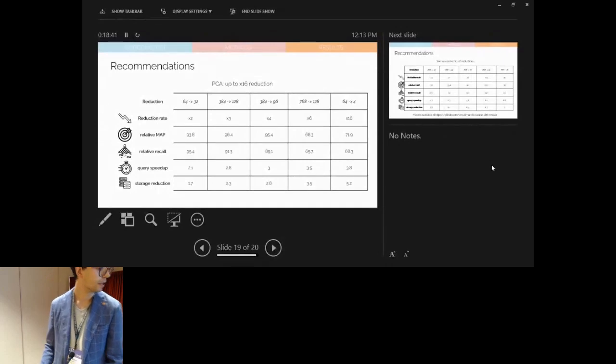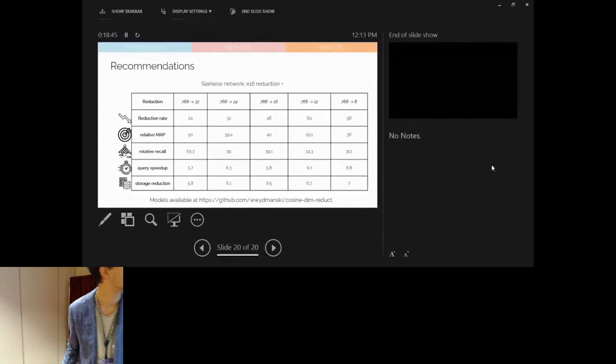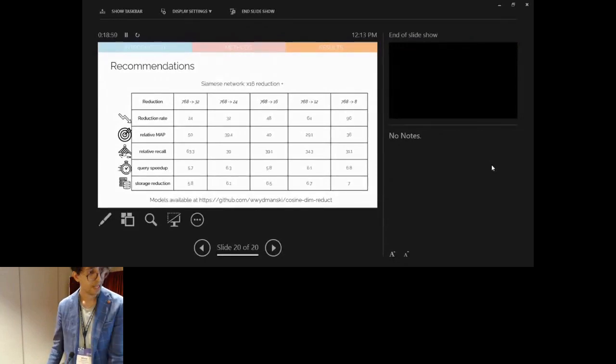And if we want to go further, we can use the Siamese network to pretty much go as low as we want to, but we have to keep in mind that the embeddings will start getting useless quickly. So, thank you, and I invite you to ask questions.